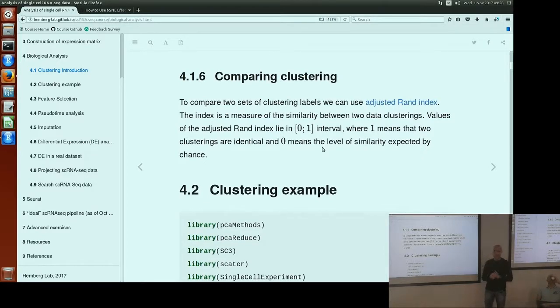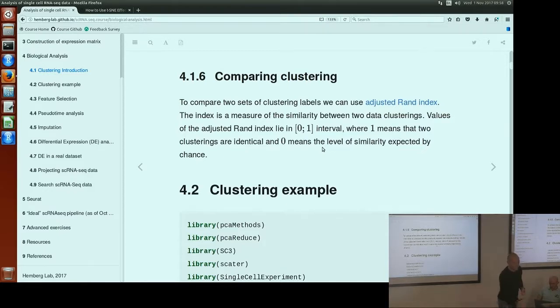To be able to compare different clustering solutions, we need some kind of measure. For our purposes, we will use the adjusted Rand index. This index changes from 0 to 1, where 0 means that your clusterings are completely different, and 1 means that your clusterings are identical. So it's a very straightforward and simple measure. The only thing you need to keep in mind is your labels. Your clustering labels should have the same names, so that you are able to compare them. If they have different names, it doesn't make sense to compare them.